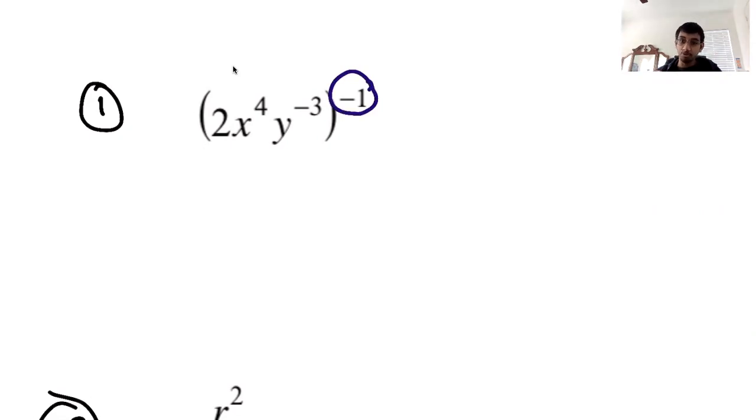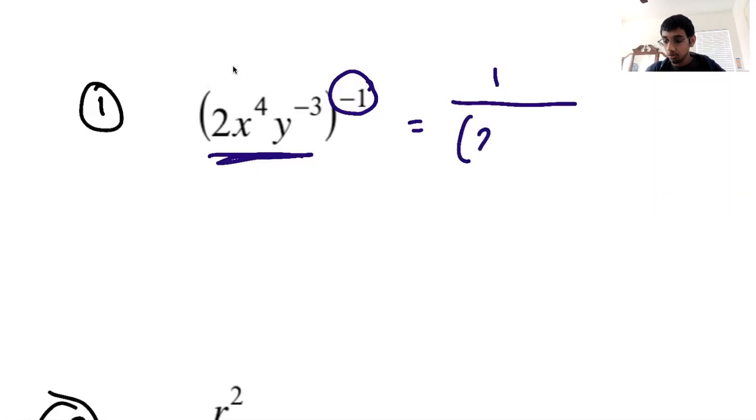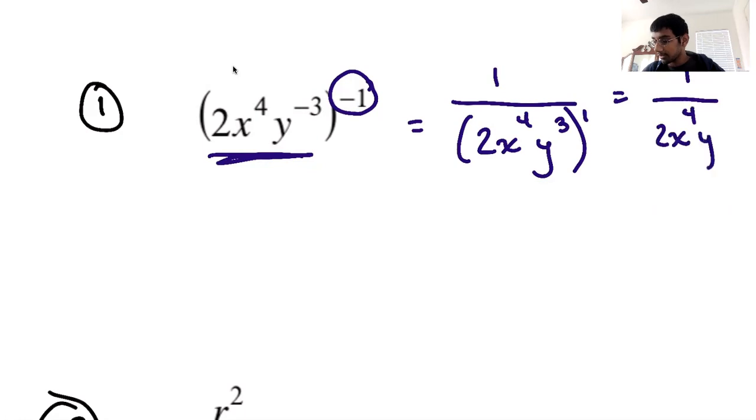So whenever something's raised to the -1 power, that's equal to me putting everything on the bottom of a fraction. So if it's raised to the -1 power, that's the same as 1 over 2x to the fourth, y to the third power, all raised to the first power. That's basically 1 over 2x to the fourth, y to the third. And that's actually it, right? Because there's nothing else we could simplify.